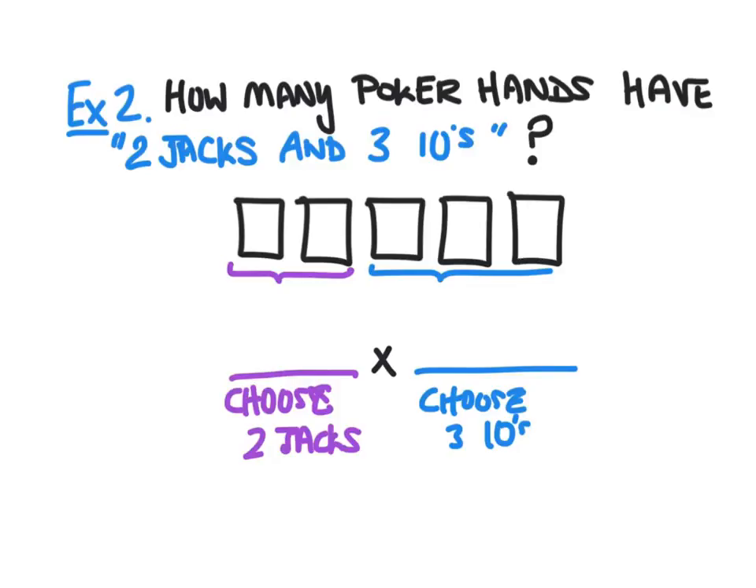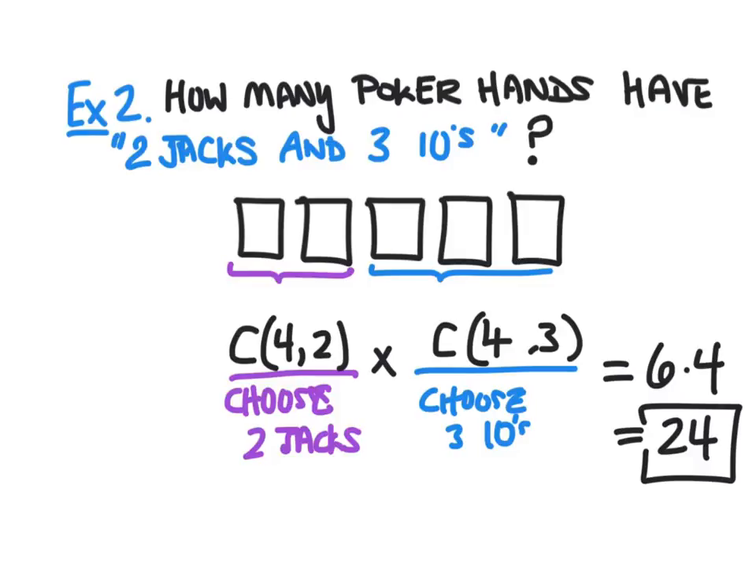Let's look at the purple part first. We're going to choose 2 jacks. That means we're choosing 2 jacks from a total of 4. There's only 4 jacks in the deck. We're choosing 2 of them. Similarly, for the tens, we're going to choose 3 tens from the total of 4 tens available in the deck. So we're going to do out these combinations, and I'll put the answer right here. And the answer is 6 times 4, which is 24.